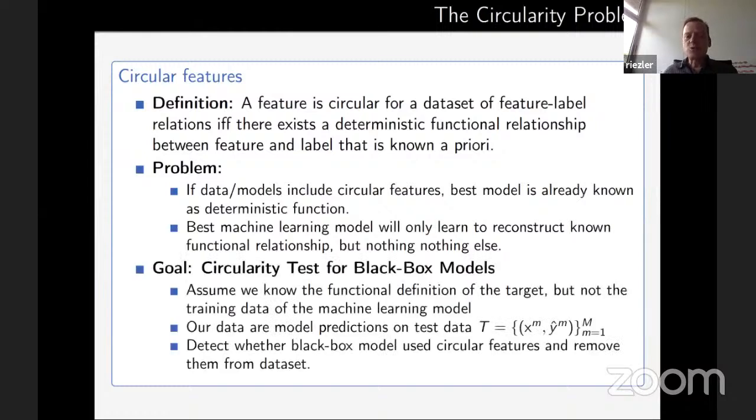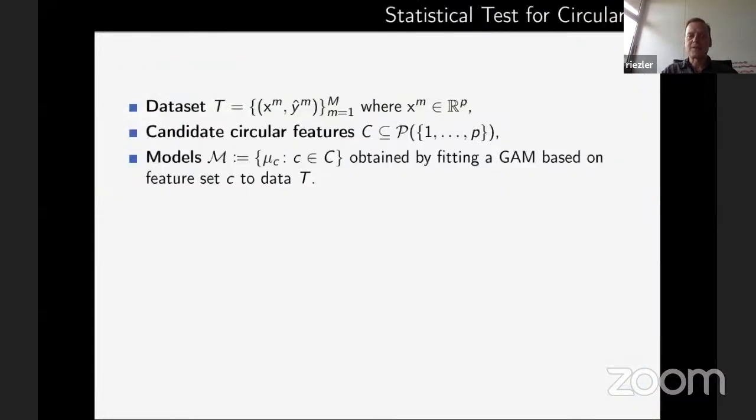So the goal is to build a statistical test that checks for circularity. And so the question that we want to answer is, assume we know the functional definition of the target, but not the training data of the machine learning model. So it's a black box model. And the data we have is predictions of the machine learning model. So what we want to do is detect by a statistical test if circular features have been used in the data.